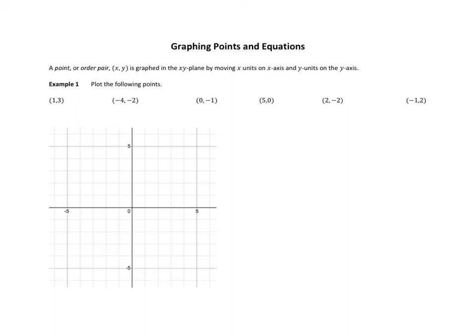In this lesson, we'll cover graphing points and equations. To start with, a point, which is sometimes called an ordered pair, is something of the form x comma y, where this is the x-coordinate and the y-coordinate of the point. We can graph this in the xy plane by going x units on the x-axis and y units on the y-axis.